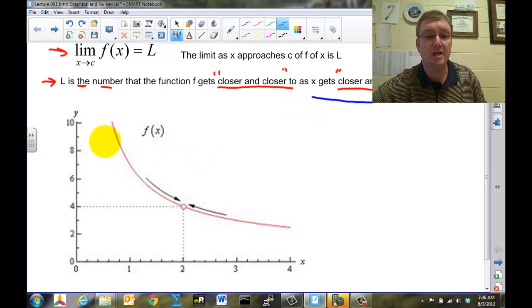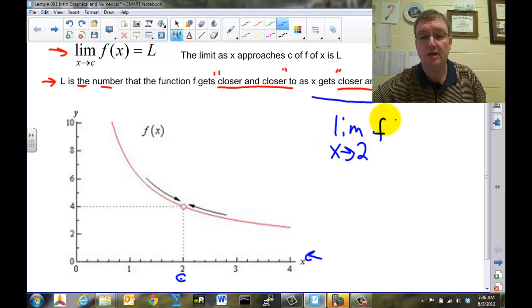All right, where is x on our graph? X is always the horizontal axis, so we're talking about x here, and it says as x gets closer and closer to c. So c can be any number on the x-axis. For this example that we're looking at, we're going to call 2 the number c. So if we were looking at this problem, this is how it would be written down: the limit as x approaches the number 2 of f of x. And that's the problem we're trying to solve. We're trying to figure out what that number is.